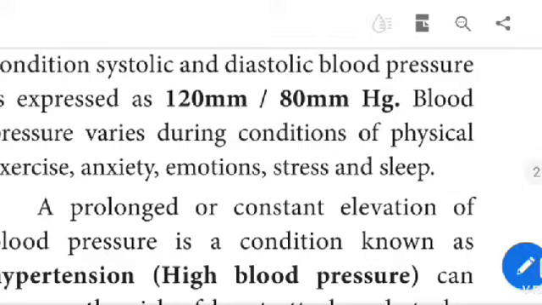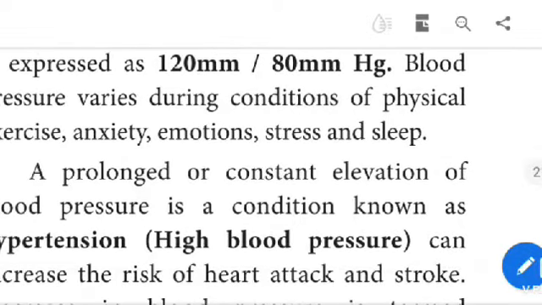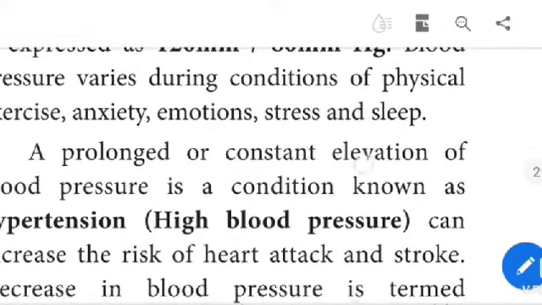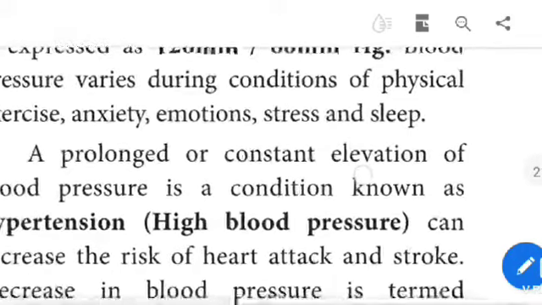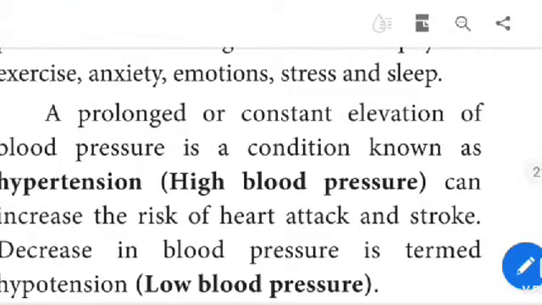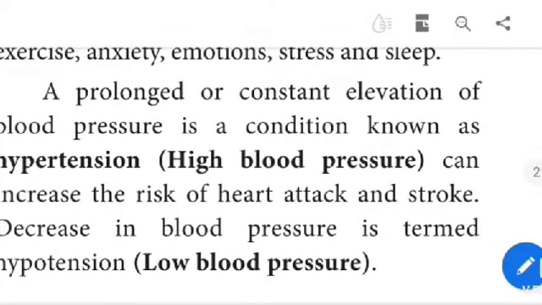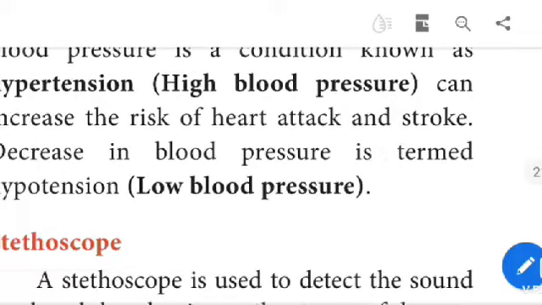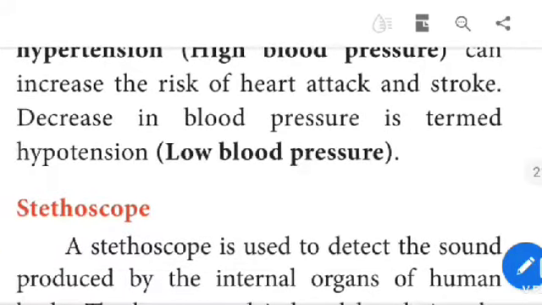80 mm of mercury. Blood pressure varies during physical exercise, anxiety, emotion, stress, and sleep. A prolonged or constant elevation of blood pressure is a condition known as hypertension. High blood pressure can increase the risk of heart attack and stroke. A decrease in blood pressure is termed hypotension, or low blood pressure.